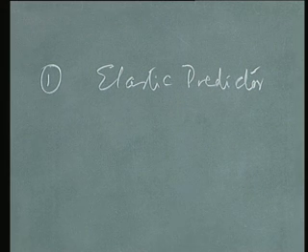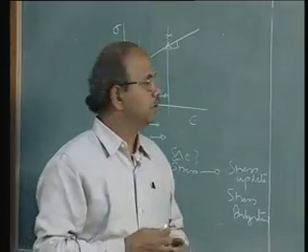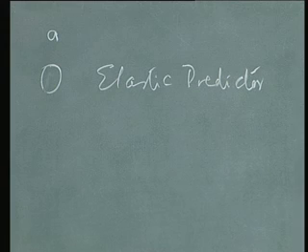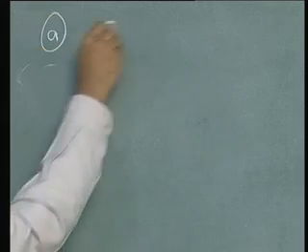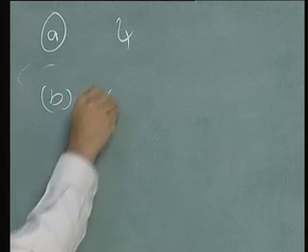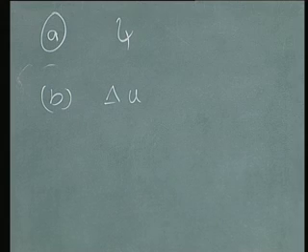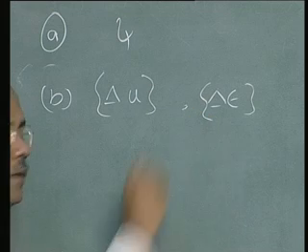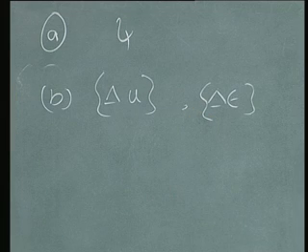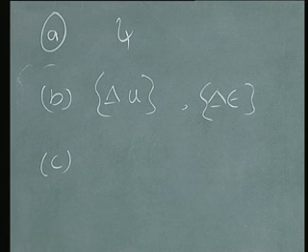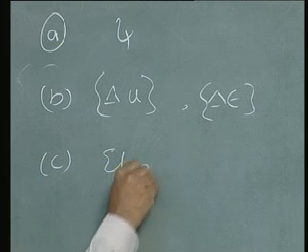Of course, before that we had the other steps. If you want, we can write that down also so that you are clear about it. So let me write down those steps. A, I calculated psi, and then B, I calculated delta U, and I calculated delta epsilon. That's the step which I did. Then C, I do an elastic prediction.